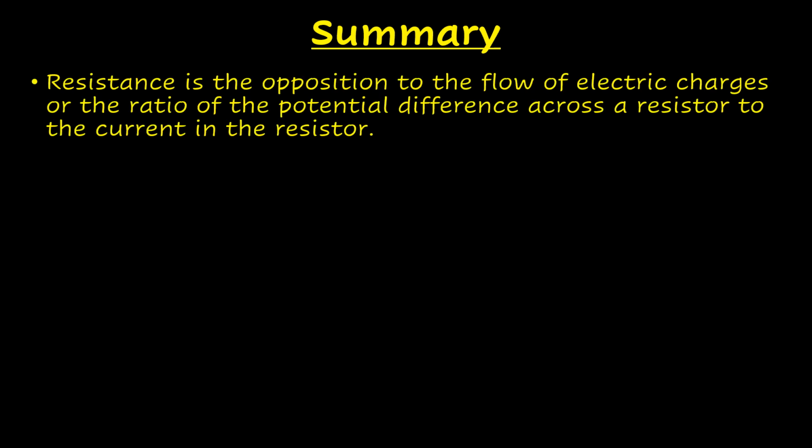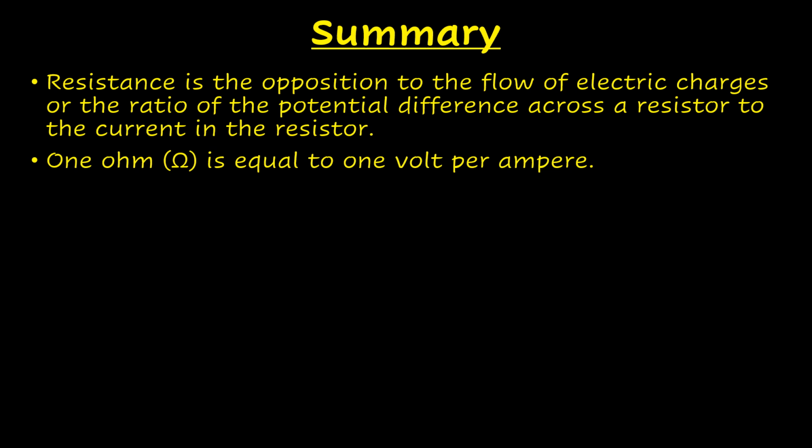We have come to the end of this lesson. We have learned that resistance is the opposition to the flow of electric charges. Resistance can also be described as the ratio of the potential difference across a resistor to the current in the resistor. 1 ohm is equal to 1 volt per ampere.